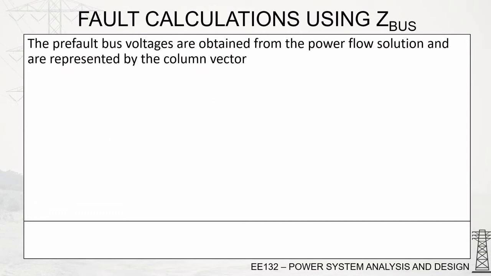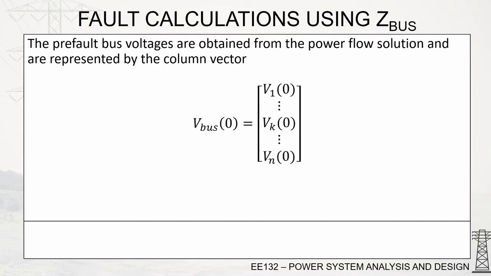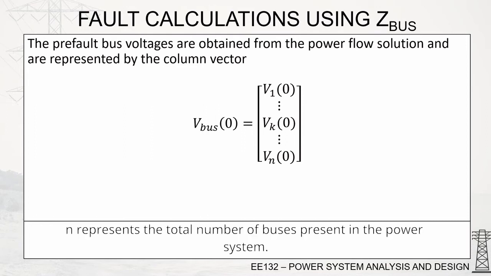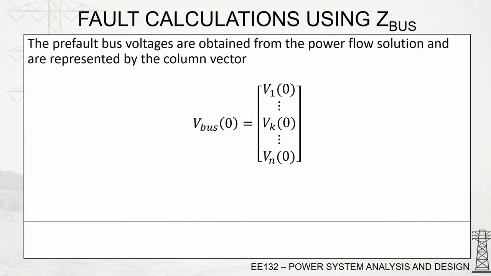The pre-fault bus voltages are obtained from the power flow solution and are represented by the column vector shown. For our notations, N represents the total number of buses present in the power system, and K represents the faulted bus, where the shunt fault point is, where the short circuit occurs.